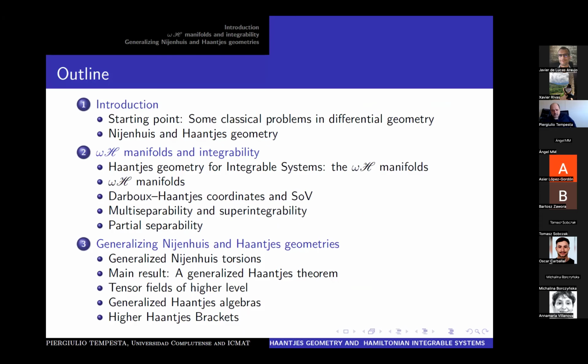Okay, so this is the outline. Essentially, we have three parts, an introductory part, which is also historical. The second part will be the theory of these symplectic-Haantjes, or in short, omega H manifolds. And then the third part will be devoted to generalizing Haantjes geometries to, let's say, more exotic frameworks.